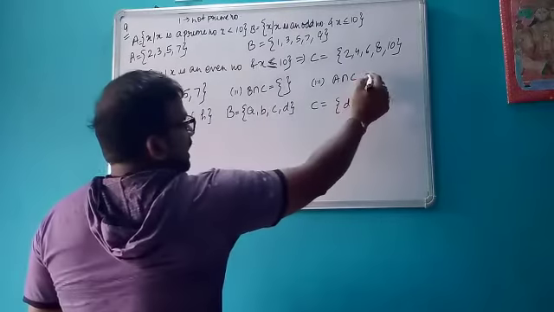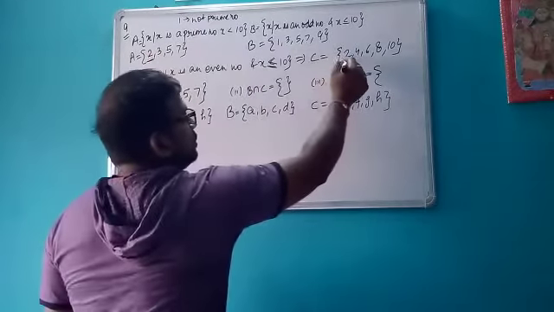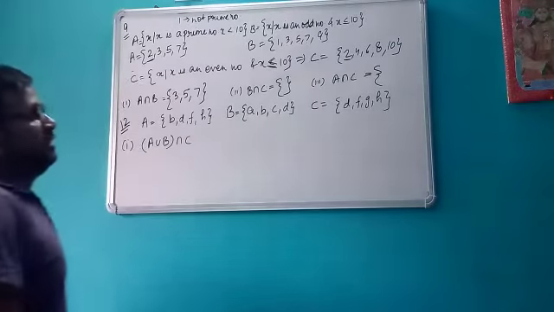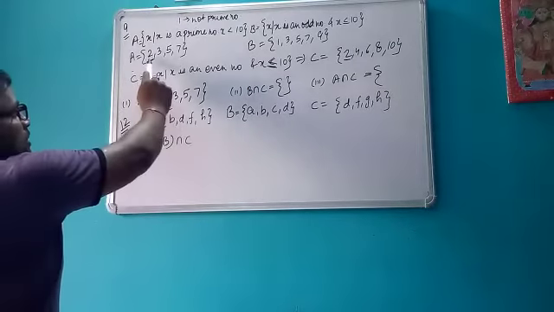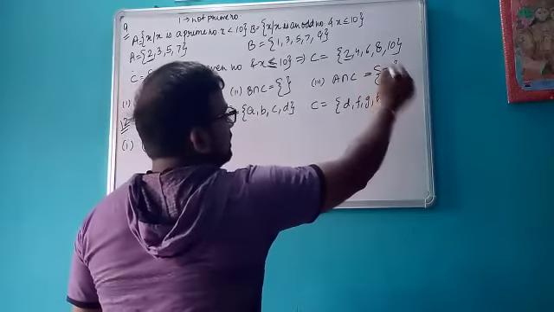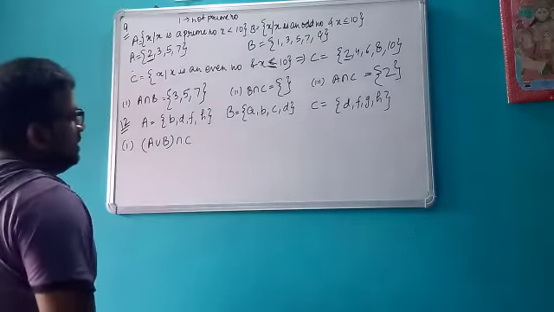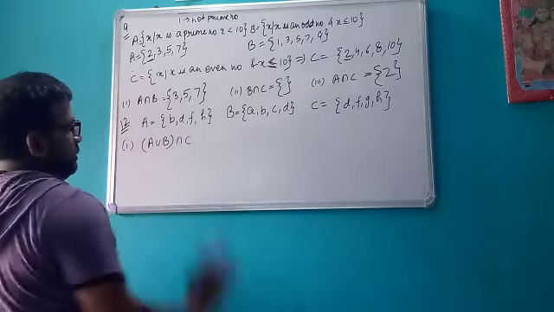When you calculate A intersection C, if you see carefully, only 2 is common in both the sets. 2 is there in A and 2 is there in C. So A intersection C is {2}. Okay. So like this you can calculate. Then let's discuss questions like this.